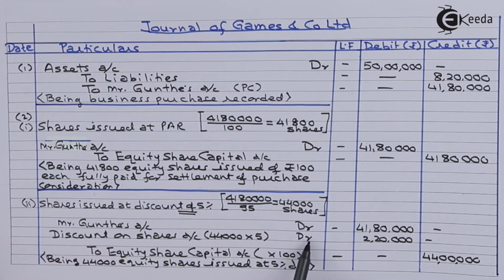Mr. Gunthe's account debit 41,80,000. Discount on shares account debit, 44,000 shares, per share discount 5 rupees, 2,20,000. To equity share capital account, 44,000 shares multiplied by 100, 44 lakhs. Being 44,000 equity shares issued at 5% discount in settlement of purchase consideration.